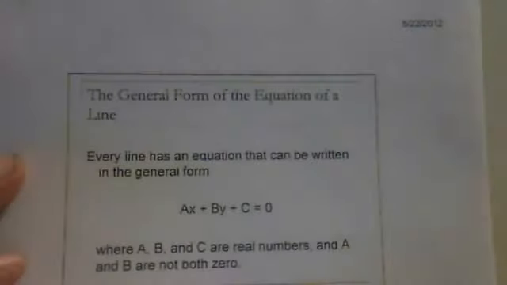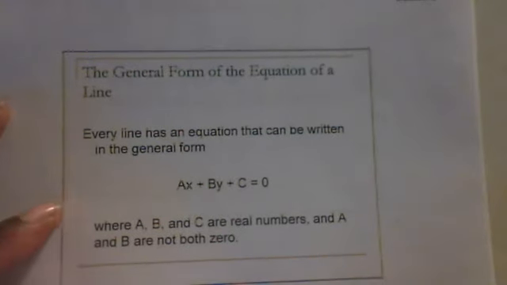All right, we'll move on to the general form of the equation of a line. Every line has an equation that can be written in general form, which is in this case ax + by + c = 0. In this case, a, b, and c are real numbers, and a and b are not both zero. That's very important, because if a and b were both 0, then you would not have a linear equation.